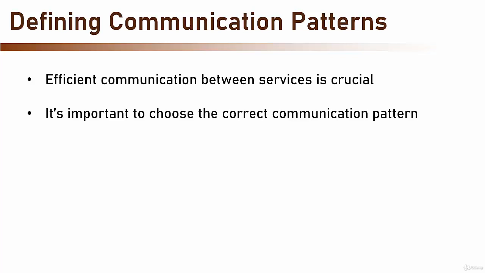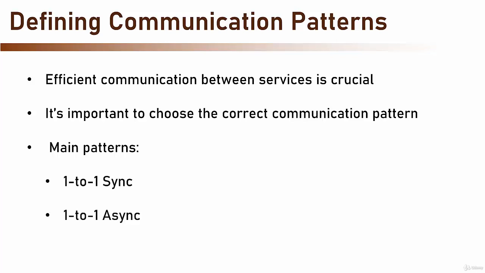Using the wrong pattern can lead to slow performance, an unmaintainable system, and poor error handling. So you have to know what you are doing when selecting the communication pattern. The main patterns usually used in microservices architecture are One-to-One Sync, One-to-One Async, and PubSub or event-driven. Let's explore these patterns. So let's begin with One-to-One Sync.